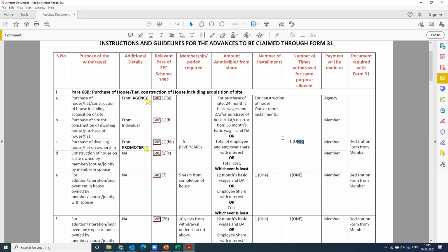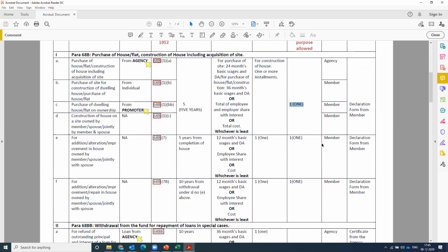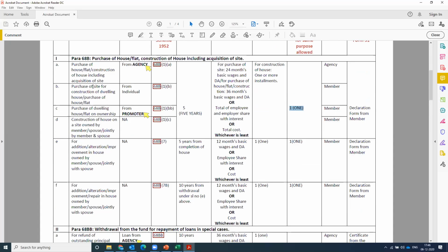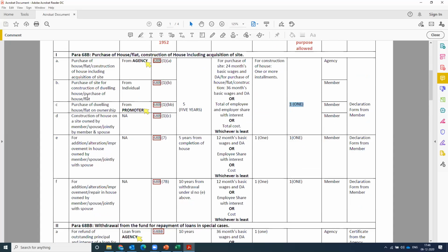And this is allowed only one time in his entire service period. The withdrawal of PF for the construction or the purchase of a house, flat, or land, the employee can withdraw the PF advance from EPFO only once. Right. In the same way, we have para 68B.